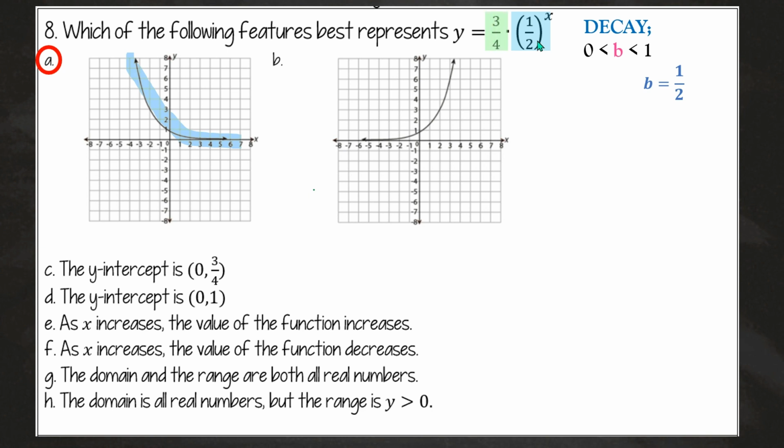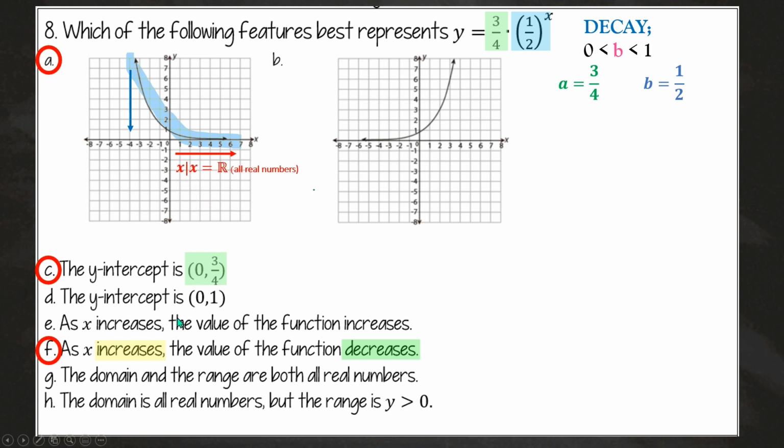Now I'm going to look at my y-intercept because between C and D, my y-intercept should either be 3/4 or 1. Well, here my A term is equal to 3/4, so that means my y-intercept is 0 and 3/4. Now looking at E and F, I need to determine what is happening with the function. So it says as x increases, the value of the function increases. Well, no, because as my x values are increasing, my y values or the function is decreasing. So that is actually option F.